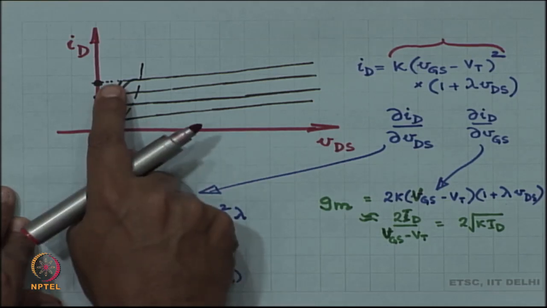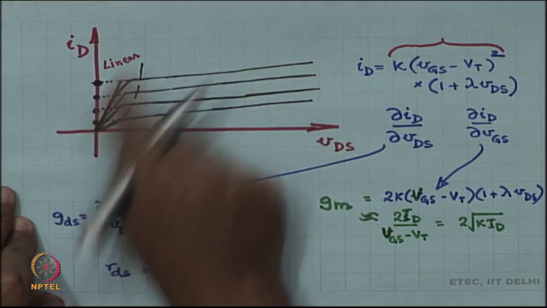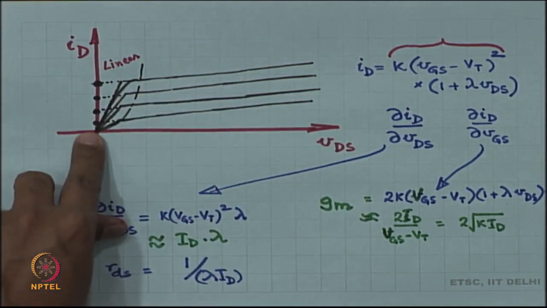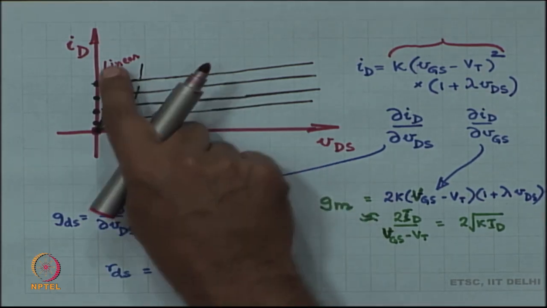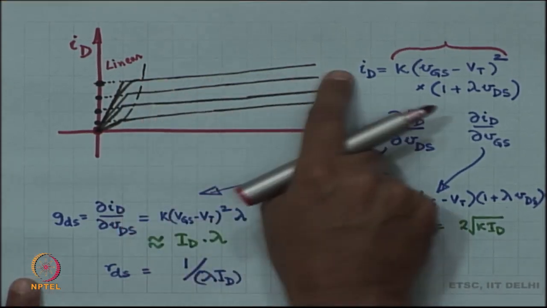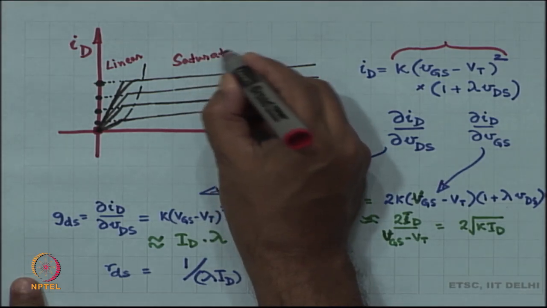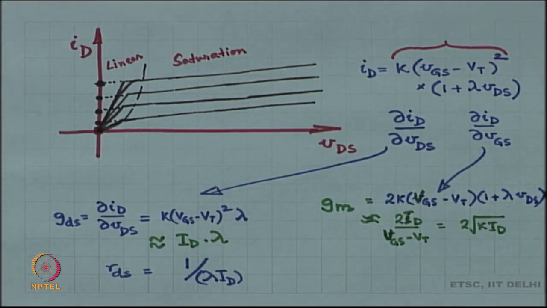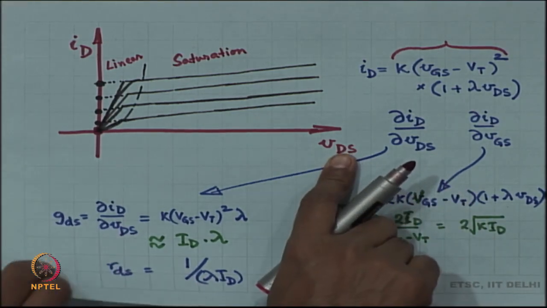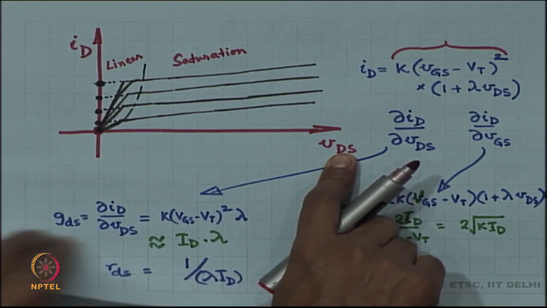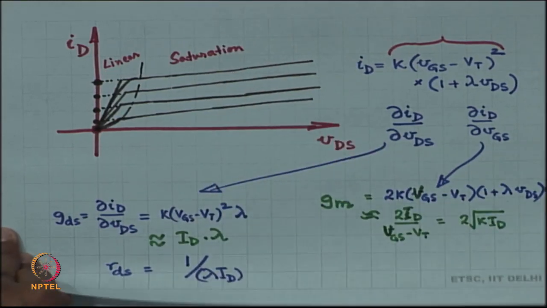Region 1 is the linear region, where it goes like a straight line through the origin. That's called the linear region, and the other region is the flat region, which is called saturation. These are 2 regions of operation of the MOSFET based on the value of VDS. It is a function of VDS. If I change VDS, you can go from linear to saturation and vice versa.